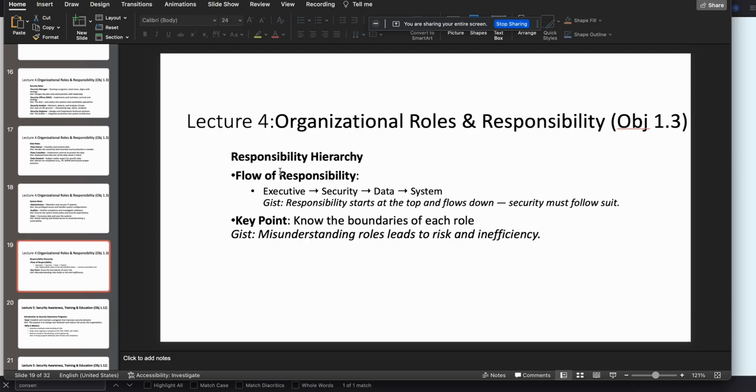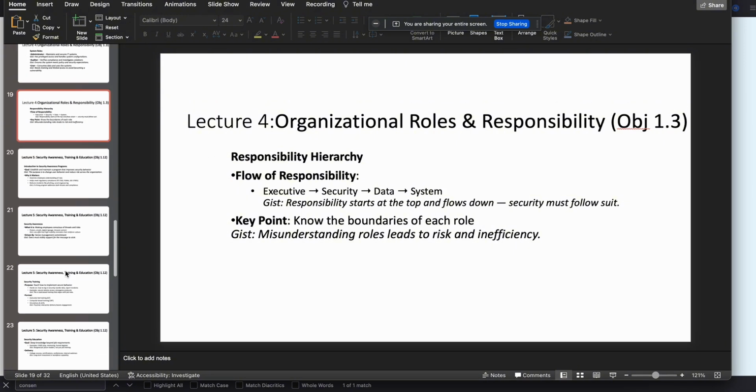And the flow of responsibility in some organizations is from top management to lower management. This generally happens in every organization, but in some organizations we can see the flow of information is lateral. This is the way, but I don't think you will get a question from here.